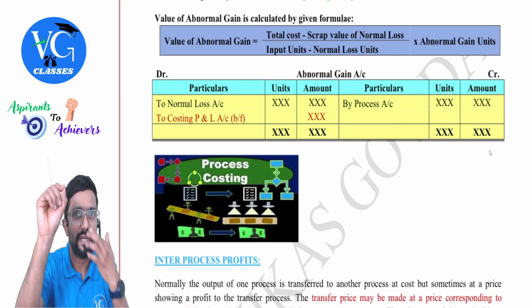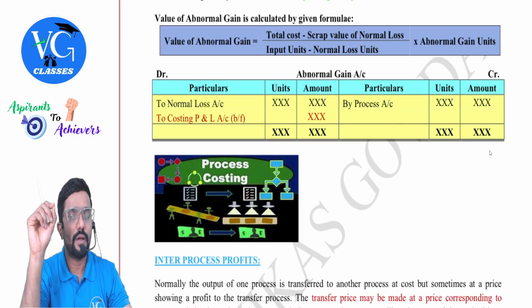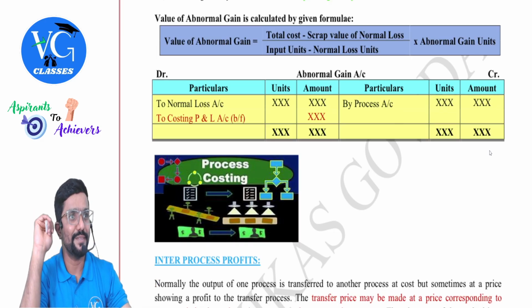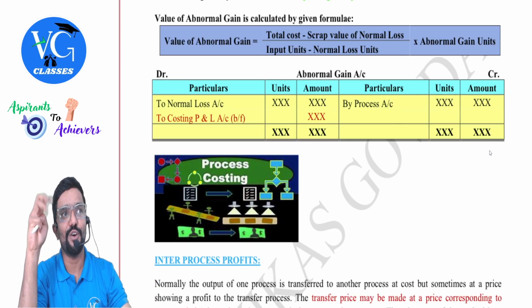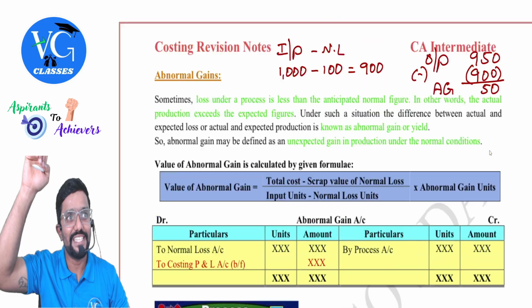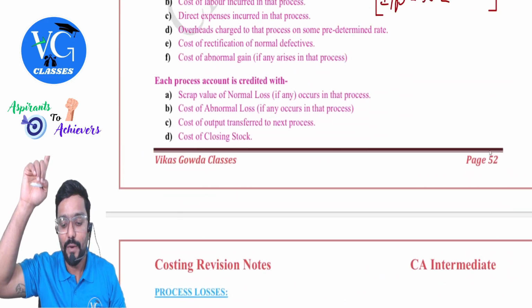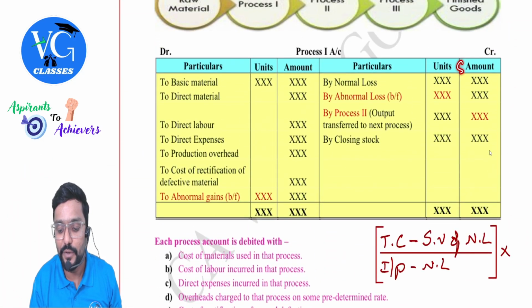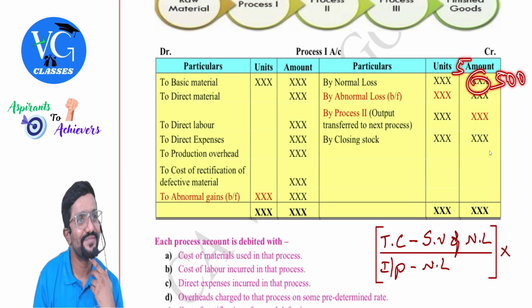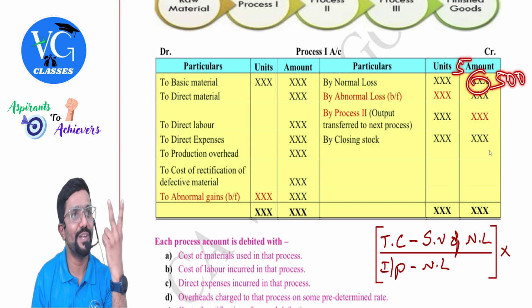Guys, one important thing now. How many normal loss units did I observe? I estimated 100. But actually normal loss is only 80. Guys, listen. For normal loss, I would have already accounted scrap value per unit 5 rupees. 500 I already accounted. But will I get 500 now? No, I will get only on 80 units. That means on 20 units, I lost scrap value.